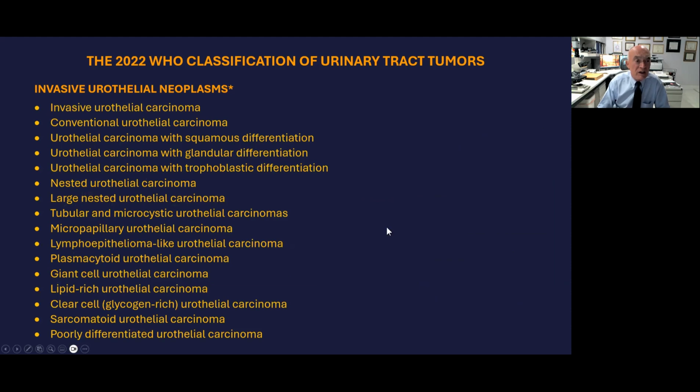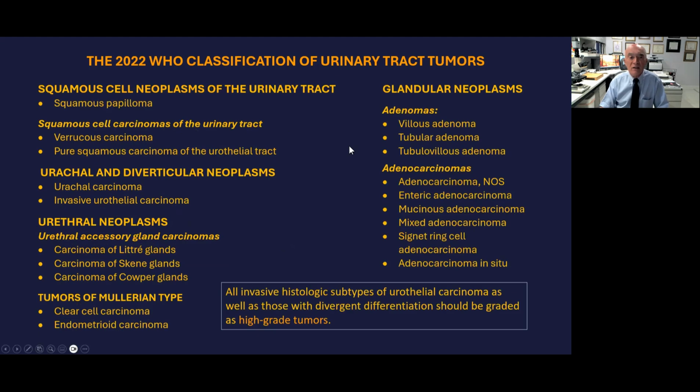And then we have the classification of the invasive tumors with the different varieties of squamous differentiation, glandular, plasmacytoid, micropapillary, etc., that are important to mention in the diagnosis, also in regard to the percentage present in the tumor, because it's not the same to have a squamous cell carcinoma with only 5% to 10% presence versus a 95% presence of squamous cell differentiation.